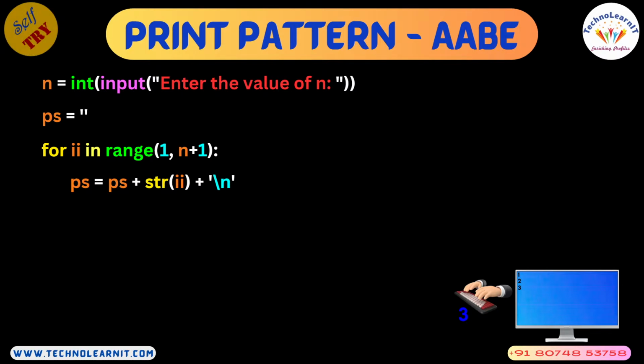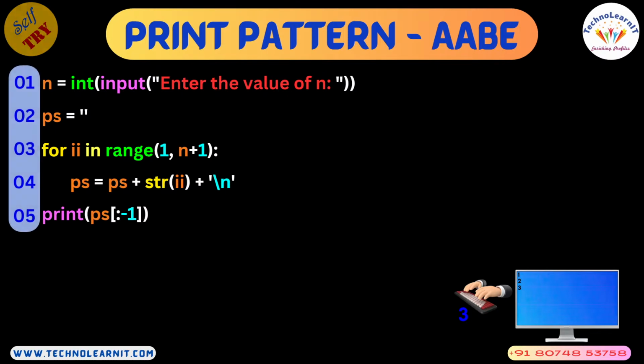That's the only key. And finally, when you are printing, you just avoid the last character in the constructed string, which is the extra new line character, and the rest of it you print. Using these 5 statements, you can achieve this.